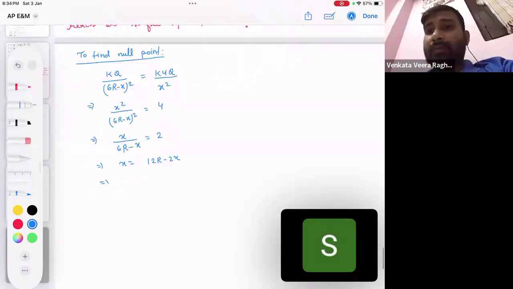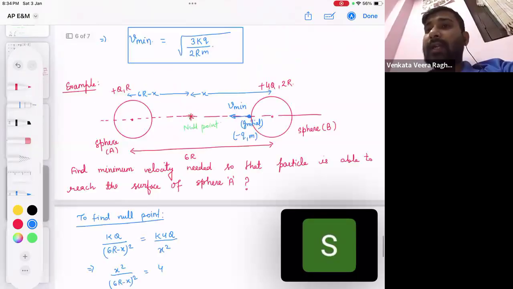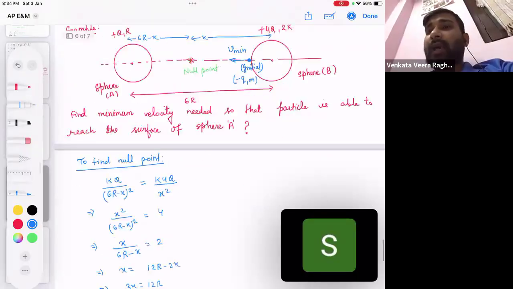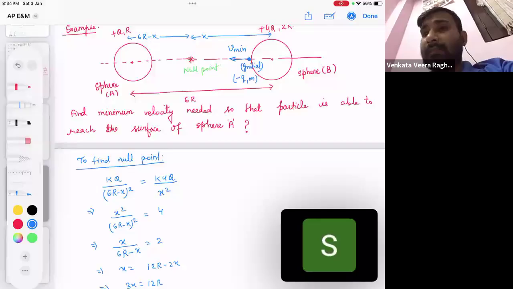So 2 plus 1, 3x equal to 12r. That means x is coming how much? 4r. So now we locate the null point. Now we know that this x is 4r for us. Now let's apply the energy conservation between these 2 points. Let's see, tell me, write the initial kinetic energy, half m v minimum square. That's what I write.